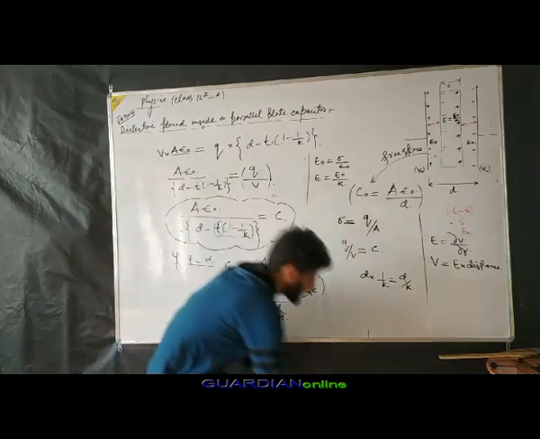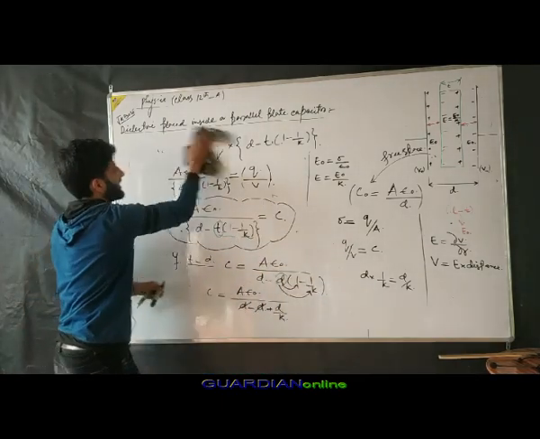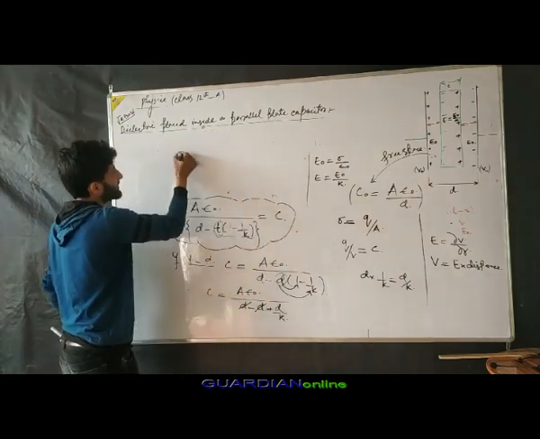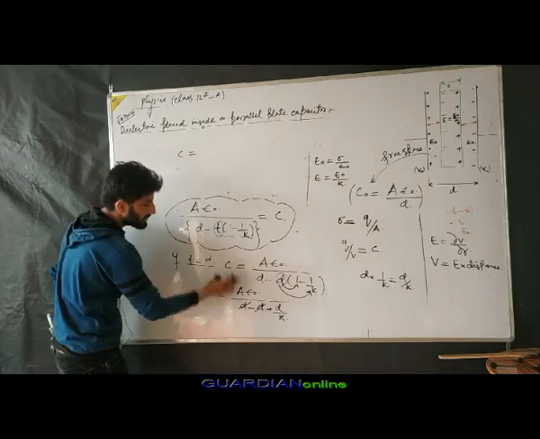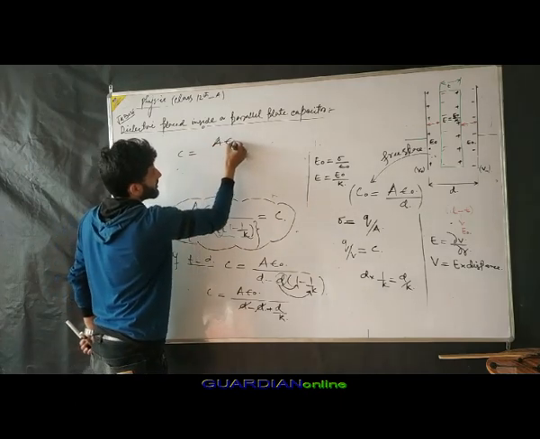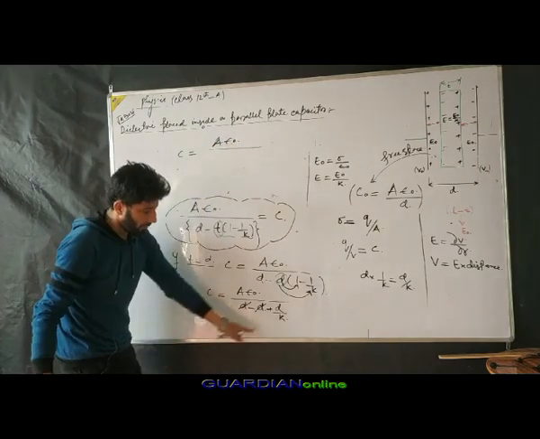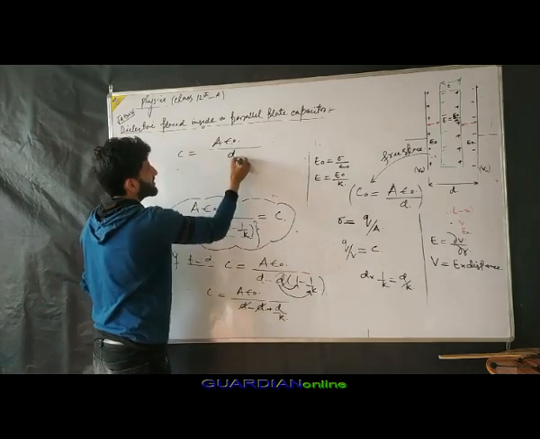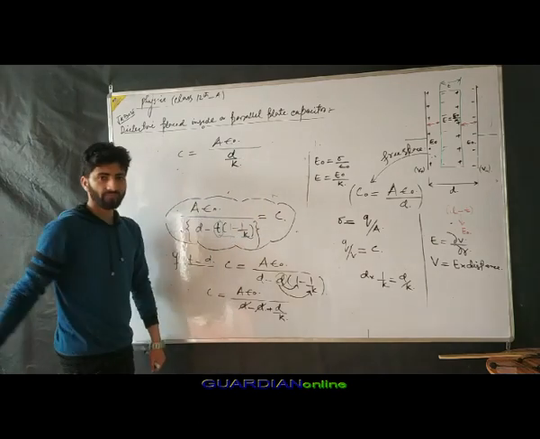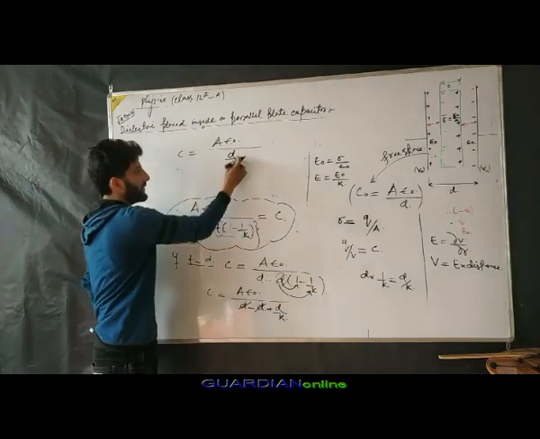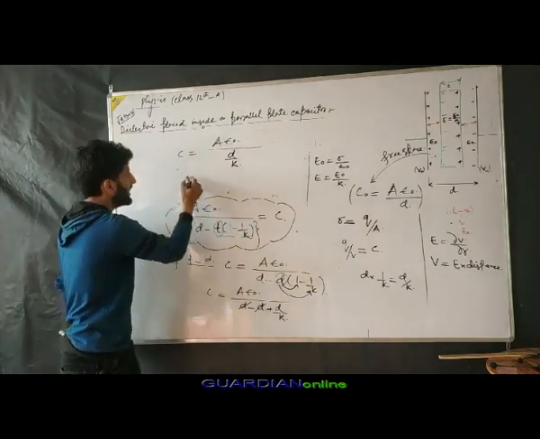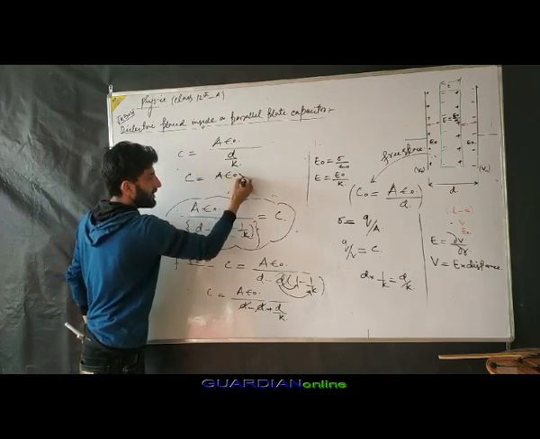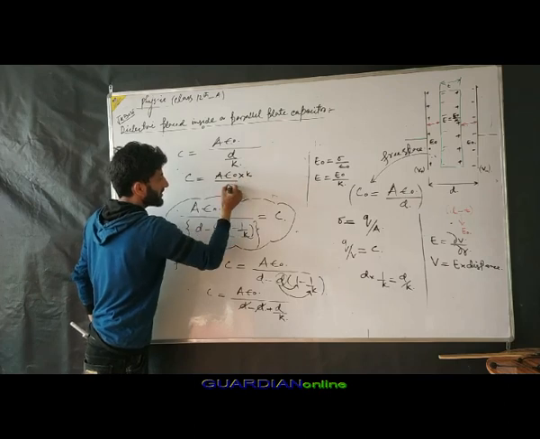What is the result? Very much simple. The result is simply C equivalent to A epsilon R whole divided by, this term cancels, and what is left is only D divided by K. So now it says simply D divided by K. Now very much simple, if you bring K up, it becomes C equivalent to A epsilon R into K divided by D.